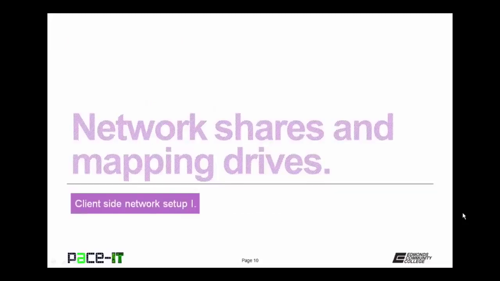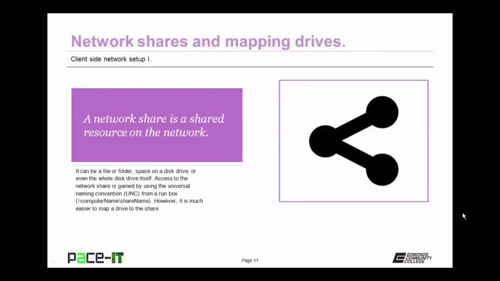Now let's talk about network shares and mapping drives. A network share is any shared resource on the network. It can be as simple as a file or folder. It can be space on a disk drive or even a whole disk drive itself. Now, access to network shares is gained by using the Universal Naming Convention, UNC, from a run box. The standard format is \\computer name\share name. It is easier, though, if you're going to connect to that network share on a regular basis, to use drive mapping.